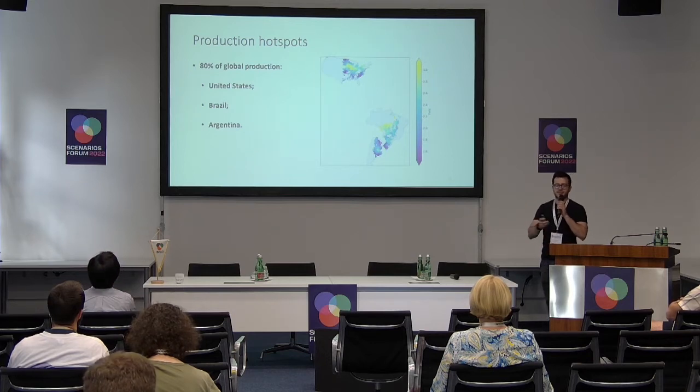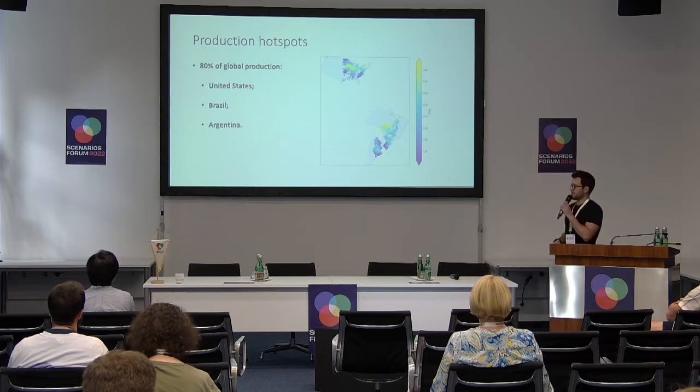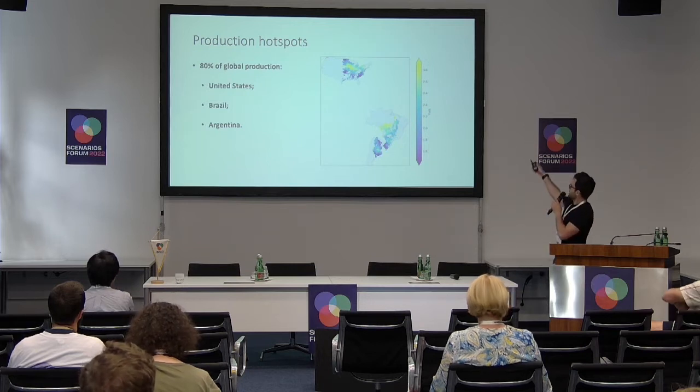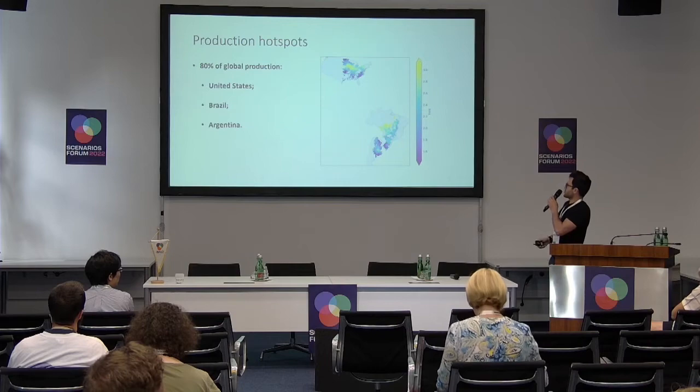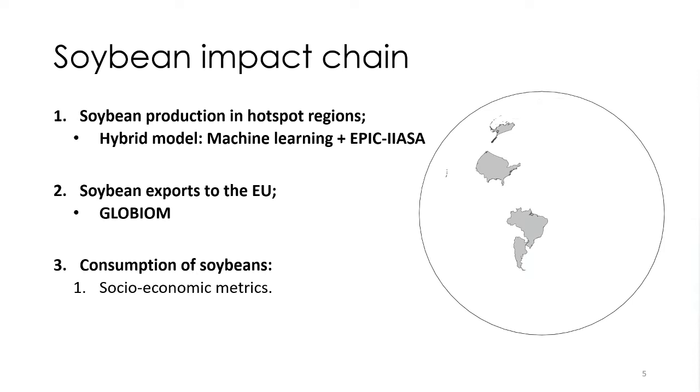And also interesting, the vast majority of the production of soybeans happens in the Americas, more specifically in the United States, in Brazil, and Argentina. As you can see here, the quality is not that good, but it's all over those three countries, rendering a very interesting spatial analysis of what could happen in those regions and how it can affect the rest of the soybean supply chain. And that's precisely what we do here.